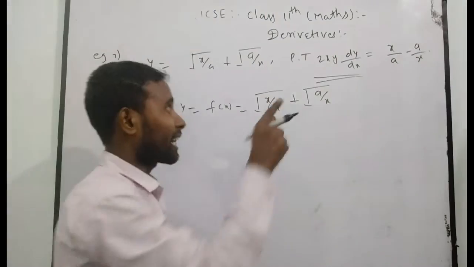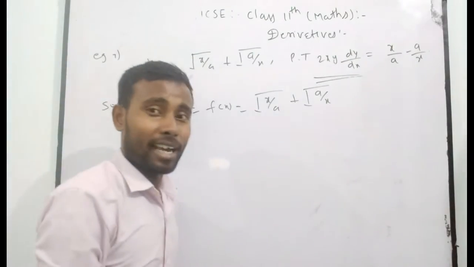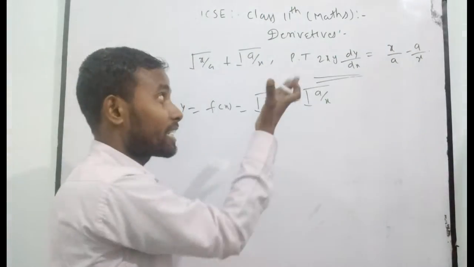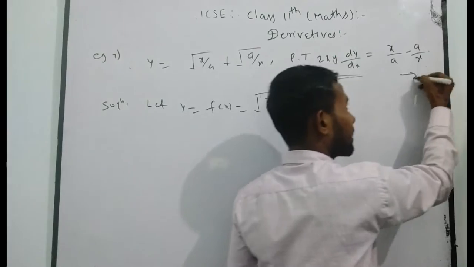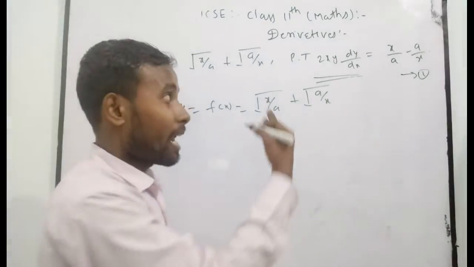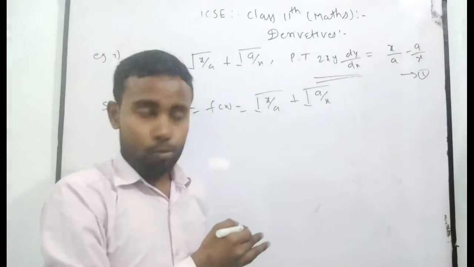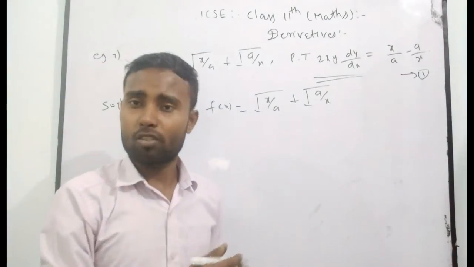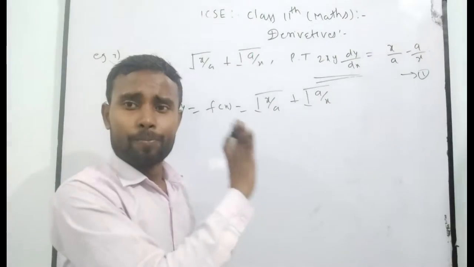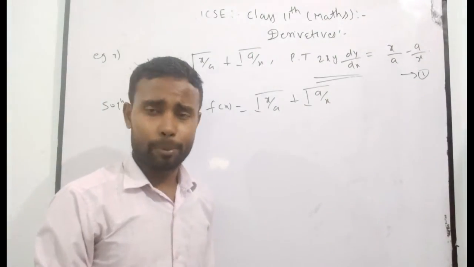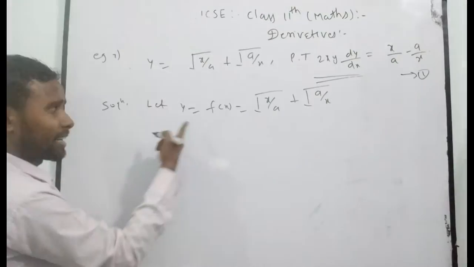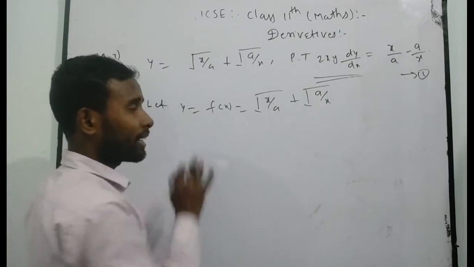If you are able to find dy dx and put it in LHS of equation first, then after manipulating RHS of equation first, you will definitely tell it is easily verified. That means proved. So firstly find dy dx.